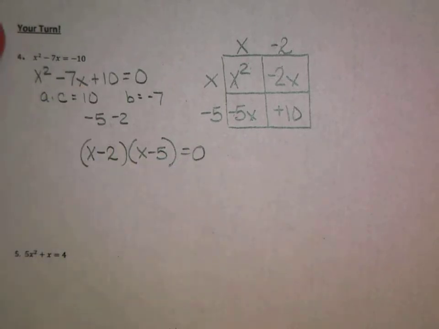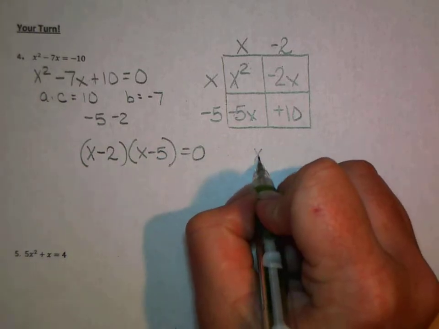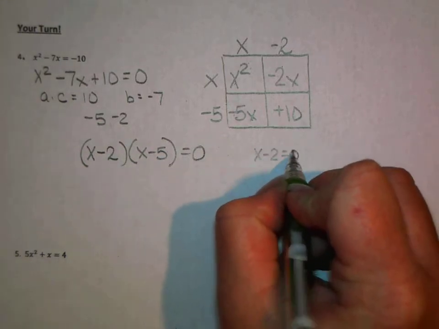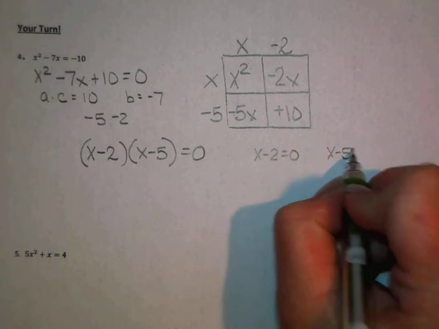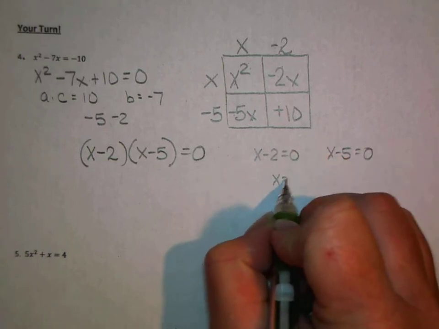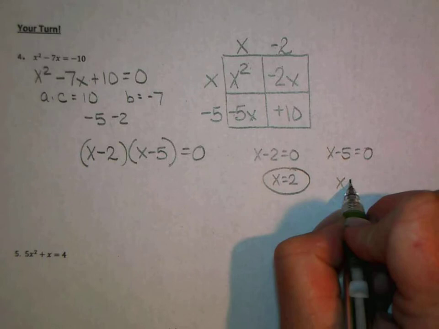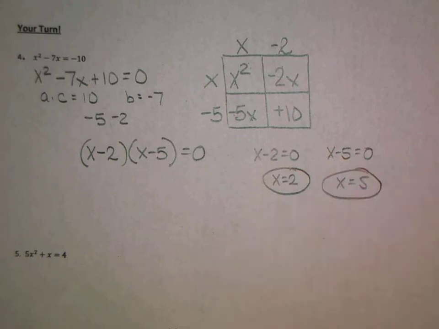But because it's set equal to 0, it's a zero product property, you're going to do x minus 2 needs to equal 0, and x minus 5 should equal 0. So x equals 2, and x equals 5. All right, go ahead and pause again and do the last one. When you're ready, start the video again.